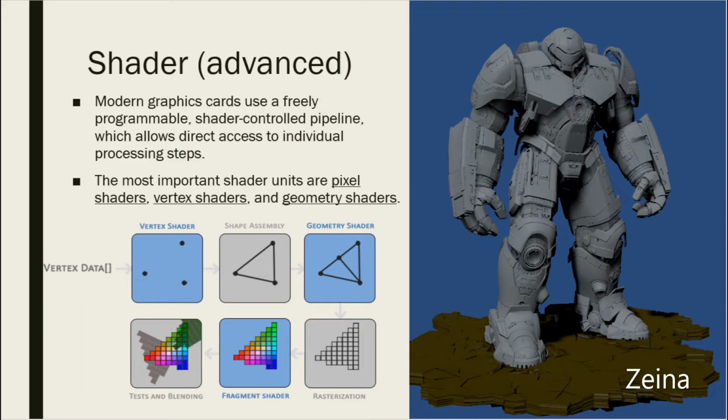So now let's talk about shaders. Classic graphics cards are still relatively close to the graphics pipeline. With increasing demands on the GPU, restrictions were gradually removed to create more flexibility. Modern graphics cards use a freely programmable shader pipeline, which allows direct access to individual processing steps. To relieve the main processor, additional processing steps have been moved to the pipeline and the GPU. The most important shader units are pixel shaders, vertex shaders, and geometry shaders.